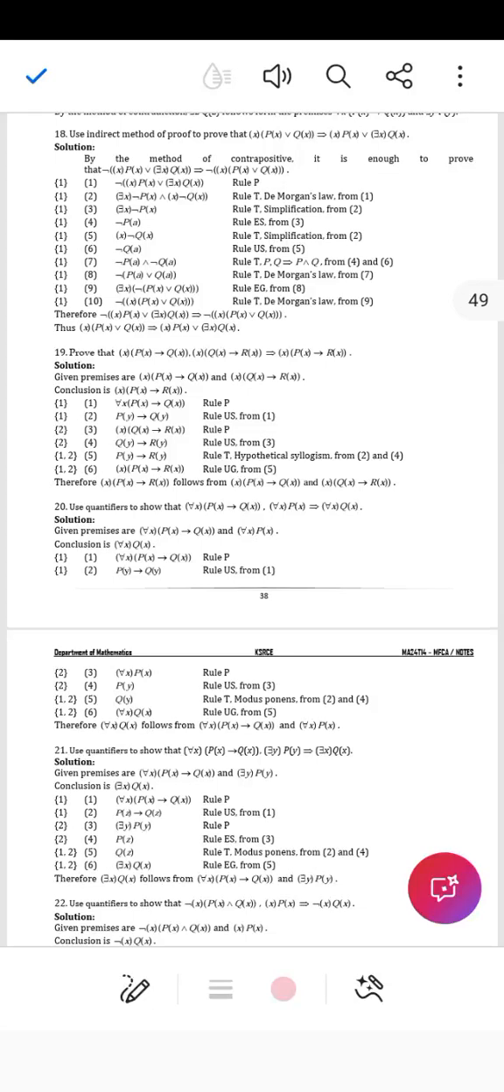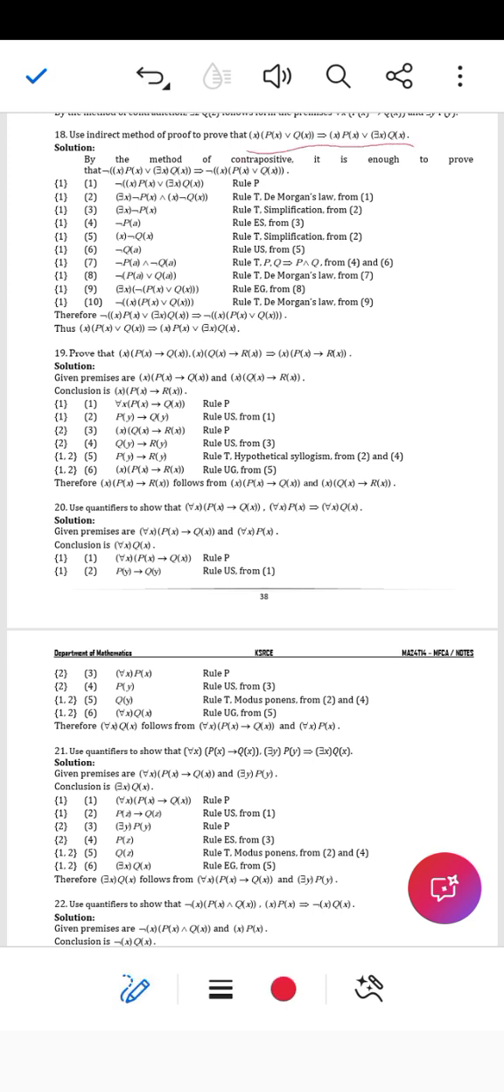Hello students, in this video we are going to discuss one problem that comes under quantifiers, using the quantifier rules: rule EG, rule UG, rule US, rule ES. Okay, so using these rules, let us prove this problem.